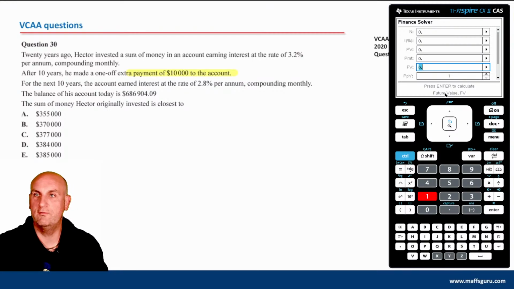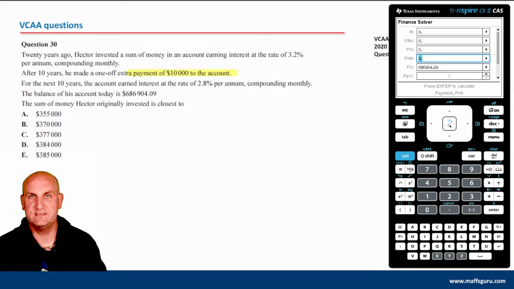686,904.09. So can you imagine already the number of people out there who've put negative signs in the wrong place or what have you? So 686,904.09. Right, what payment is he making? Well, it doesn't say that he's making any payments into the account, all right? For the last part here, it is compounding monthly.